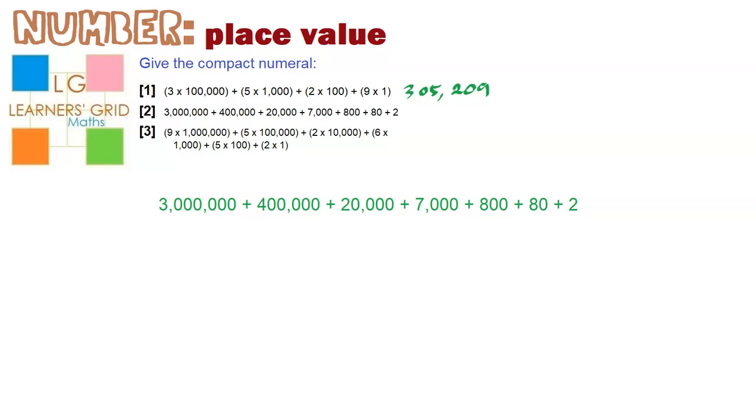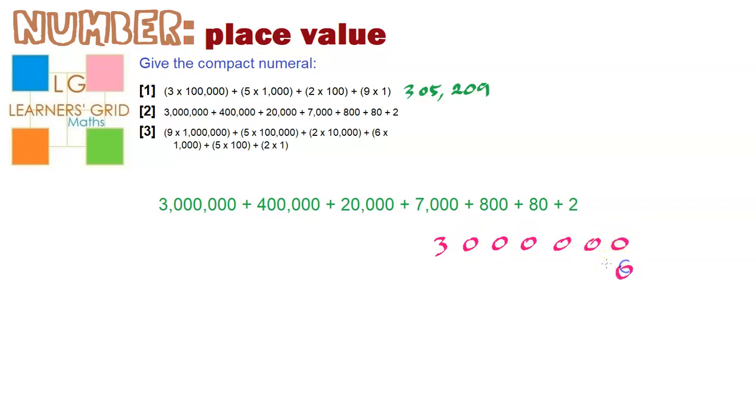Okay, and here's number 2. It hasn't been fully expanded, so it's a bit easier to do. So this is 3 million plus 400,000 plus 20,000 plus 7,000 plus 800 plus 80 plus 2. And again, easiest thing to do in the world really is to just column add it up. So 3, 1, 2, 3, 1, 2, 3, just add them up.